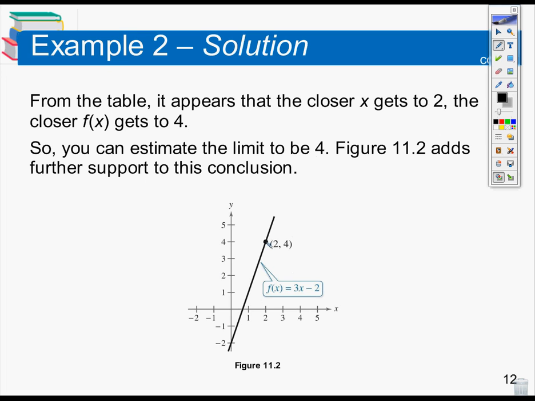And the graph helps to support that idea. My x values were getting closer and closer to 2, both from the left and from the right, and it was approaching 4. f of 2 actually is 4. So that appears to be correct.